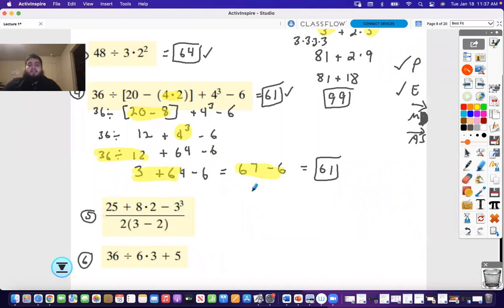As we work through these practice problems, is PEMDAS starting to sink in better with you guys? Like you were saying earlier, practice makes perfect. Yes, it does, sir. Yes, it does.